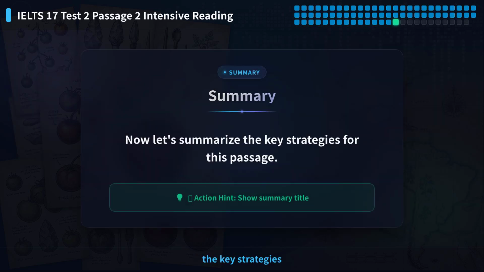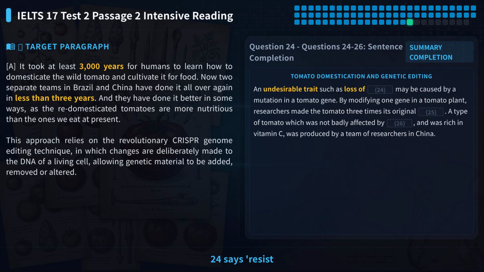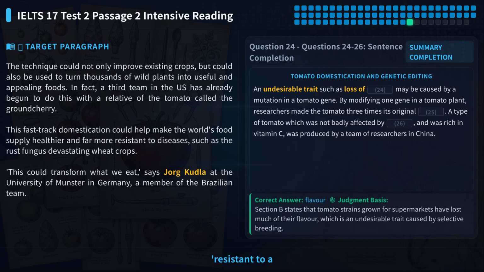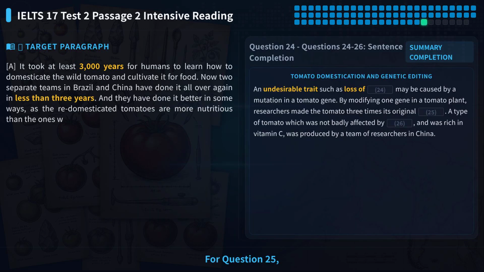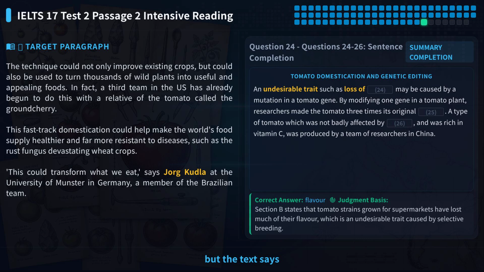Now let's summarize the key strategies for this passage. Trick 1, opposite meaning replacement. The test maker uses words with opposite meanings. For example, question 24 says resist a dangerous infection, but the text says resistant to a common disease. Trick 2, wrong subject or made-up information. The question mentions something not in the text. For question 25, it says problems from focusing on a certain type, but the text says genetic diversity is lost.